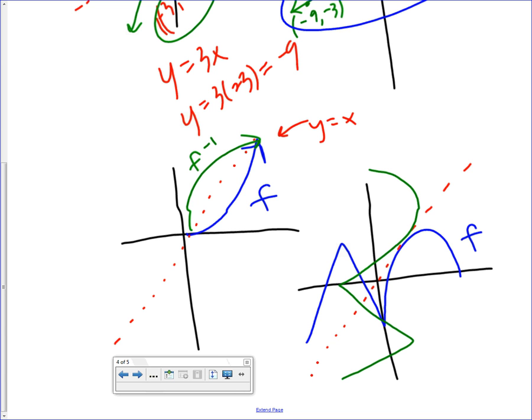Okay, it's reflected over the red line, and if I were to fold it, I have these points over here matching up. This point matches up to this point. If I fold it, this corner matches up to that corner, and likewise.